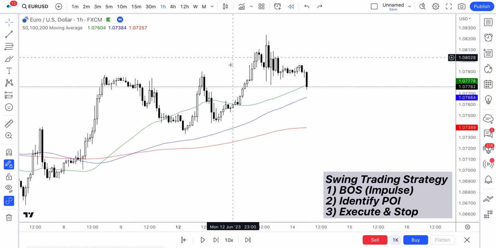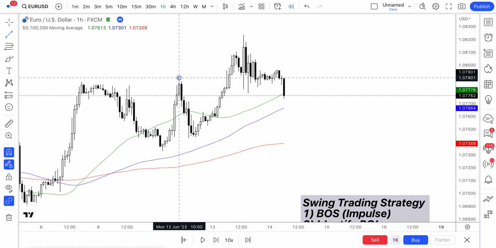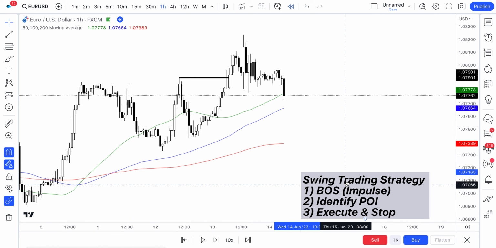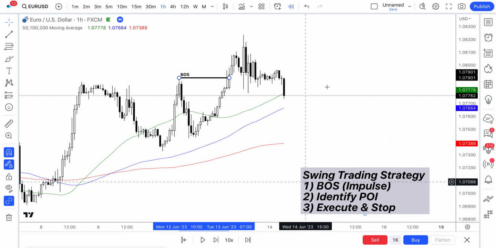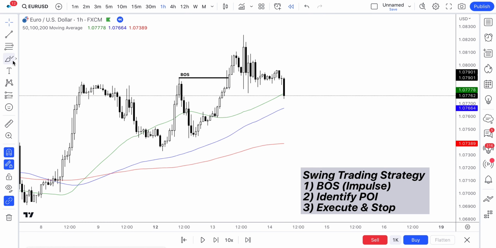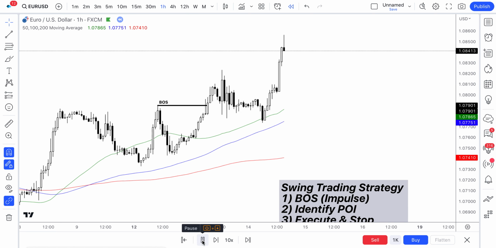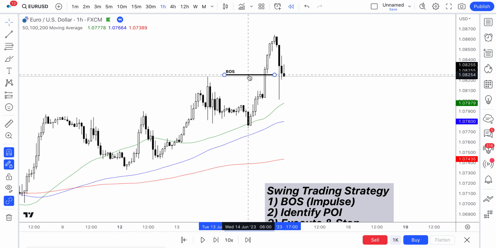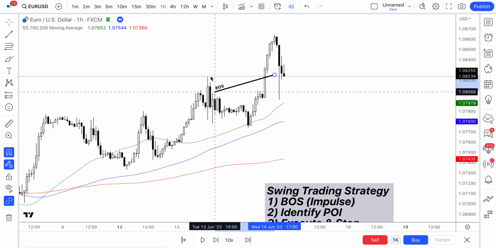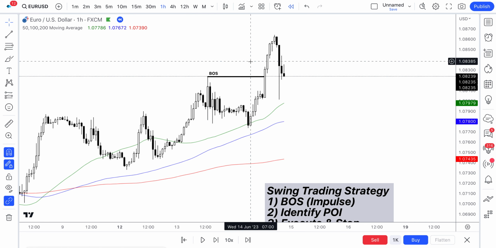So what we have here is a strong break of structure to the upside. That's indicated by a BOS. So we can mark on number one, which is our break of structure. Let's play this on a little bit here. You can see price then goes ahead and breaks structure to the upside again. So we can move on our break of structure. That's going to be right here.